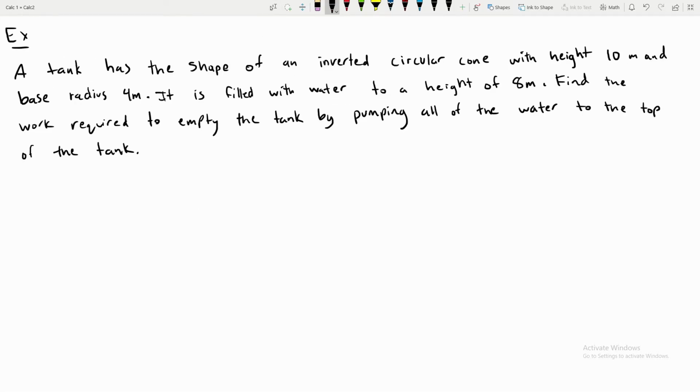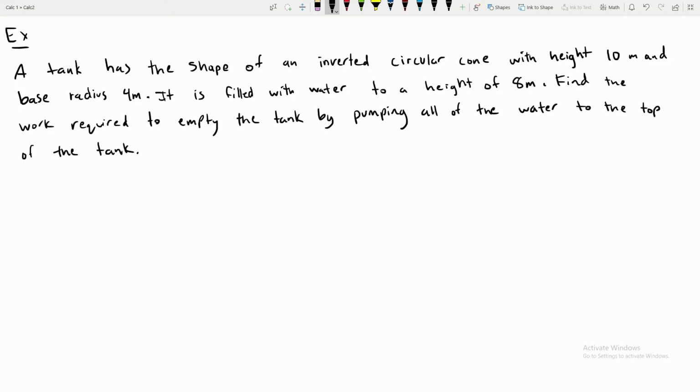So now on to the final example, and as you'll see, this one's a little bit trickier. However, once we go through the solution, you'll see hopefully that it's a little more intuitive than you think. The question tells us that a tank has the shape of an inverted circular cone with a height of 10 meters and a base radius of 4 meters. It's filled with water to a height of 8 meters. Find the work required to empty the tank by pumping all of the water to the top of the tank.